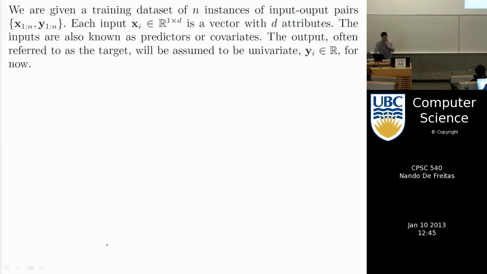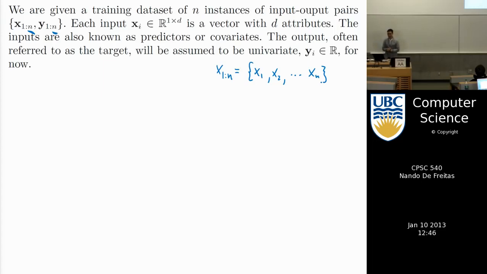Okay, so let's set up the notation. So I'm going to assume that I have n inputs and n outputs. So this n here will indicate the number of instances. And when I write x1 to n, by that I mean the set of x1, x2, all the way up to xn. That is essentially MATLAB or Python notation.